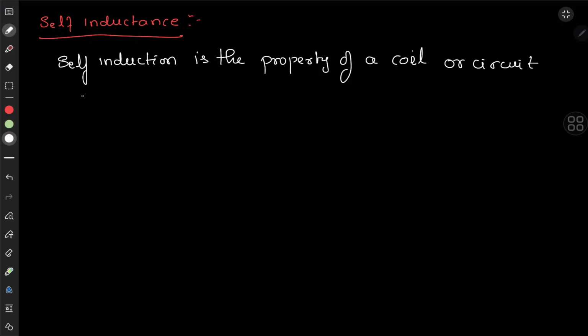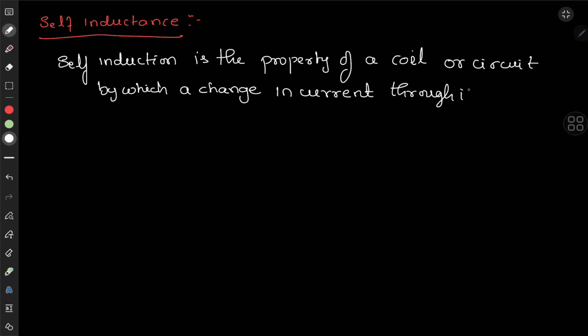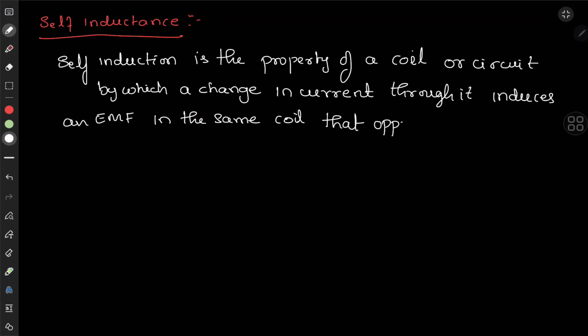Property of a coil or circuit by which a change in current through it induces an EMF in the same coil that opposes the change in current. What is the meaning of this?